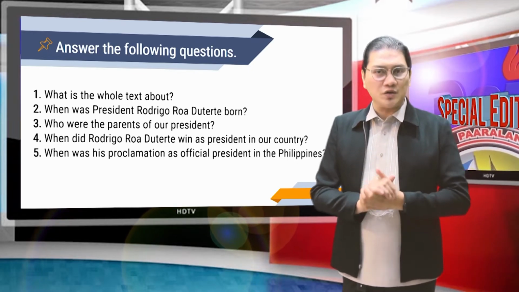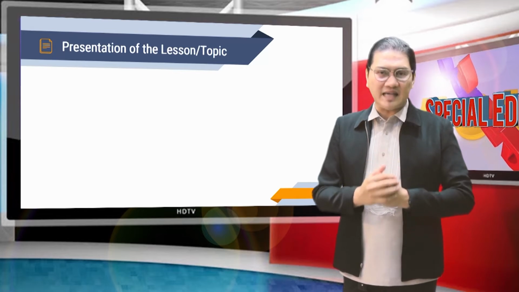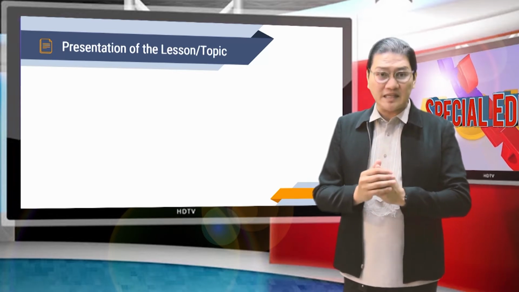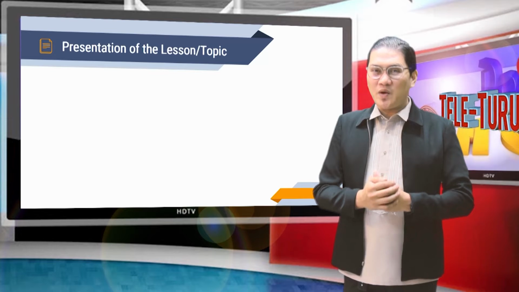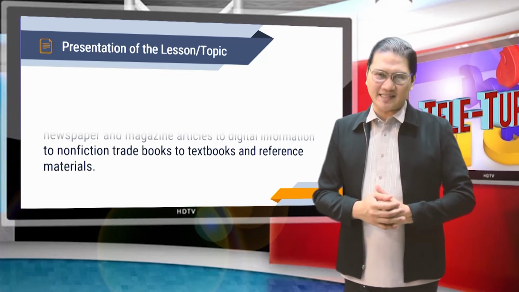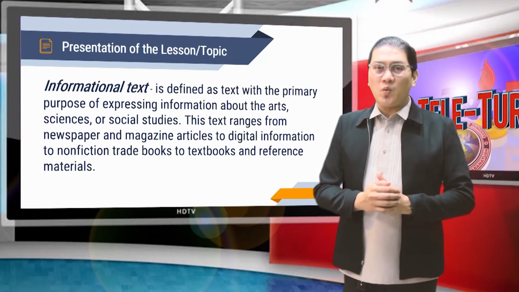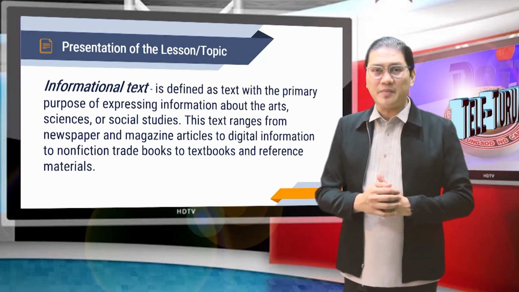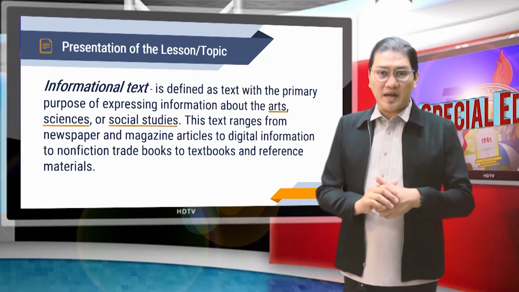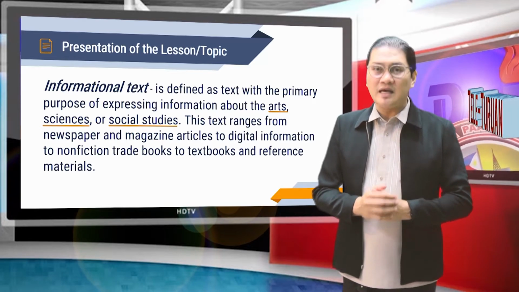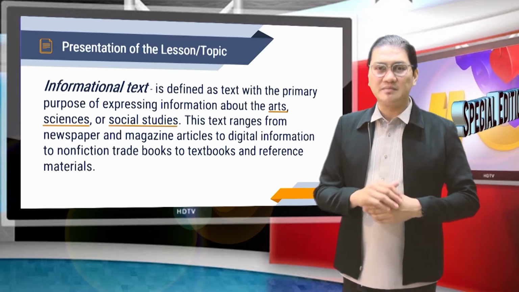And do you know that through your answers, you can get important information that you need in giving the exact summary of the text that you have listened to? Yes, kids, you heard it right. Today, we will give emphasis to informational text. Informational text is defined as text with the primary purpose of expressing information about arts, sciences, or social studies. This text ranges from newspaper and magazine articles to digital information to nonfiction trade books to textbooks and reference materials.